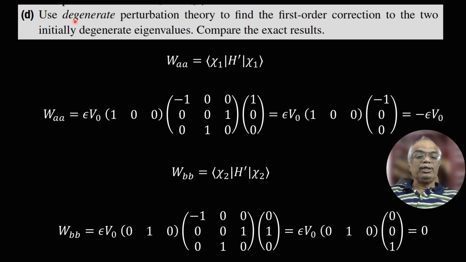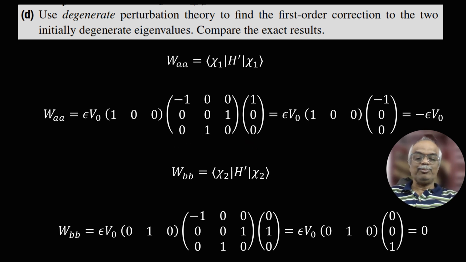Section D. Use degenerate perturbation theory to find the first order correction to the two initial degenerate eigenvalues. Compare to the exact result. So from perturbation theory we have seen W sub AA is equal to bra chi1 H prime ket chi1. The H prime is epsilon v naught times this matrix, and bra chi1 is the row matrix 1 0 0, and ket chi1 is the column matrix 1 0 0.